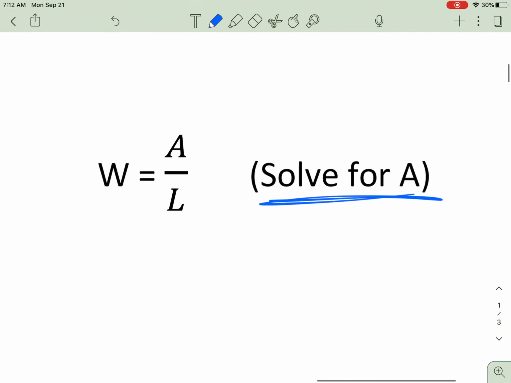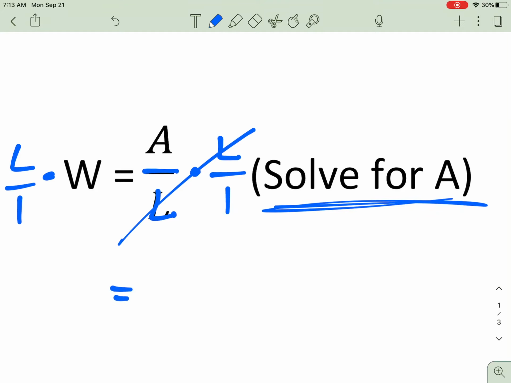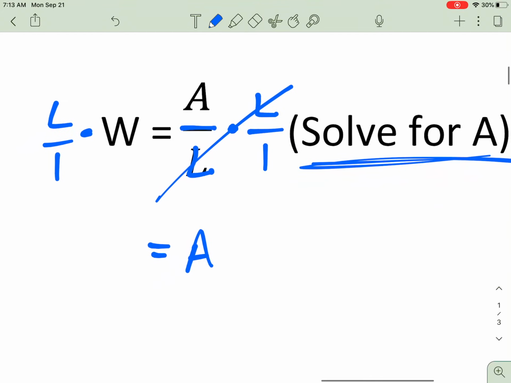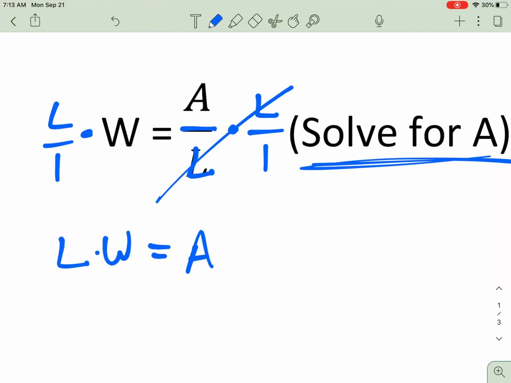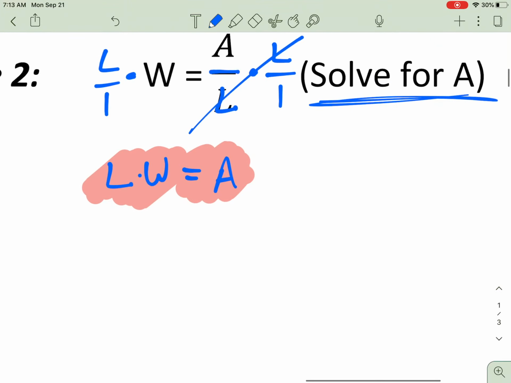Okay, so A is on the top of a fraction. It says A divided by L equals W. Well, if I need to get rid of L because A is on the top of the fraction, since it was divided by L, I'm going to multiply by L. So I'm multiplying by L, and that's L over 1. So that cancels out, and so I'm left with A on the right side because it would be A divided by 1, which is just A, and I have L times W. Anybody recognize this formula, by the way? Okay, so that's it. Solving for A, we got A by itself.